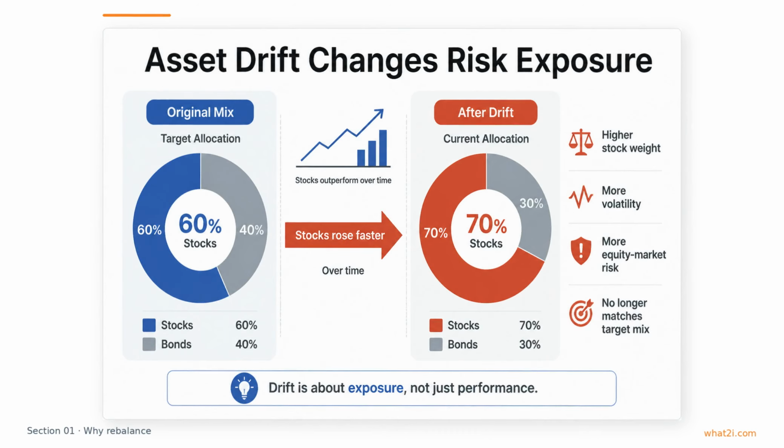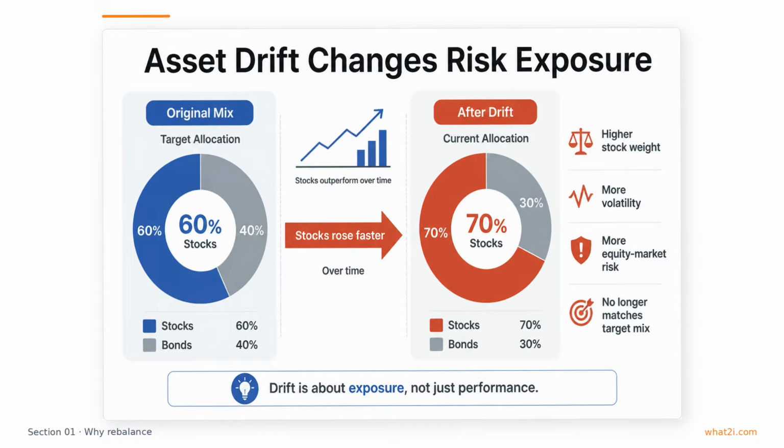That drift matters because a change in weights is really a change in exposure. If a 60% stock and 40% bond portfolio becomes 70/30 after a strong stock market, the investor is no longer holding the same risk profile they chose at the start. The portfolio may be more sensitive to equity market declines, even if recent performance has looked good. This is why drift is not just a performance story. It is a risk story. The question is not simply whether stocks went up, but whether stocks now occupy too much of the portfolio. Rebalancing is the tool that responds to that shift in exposure.